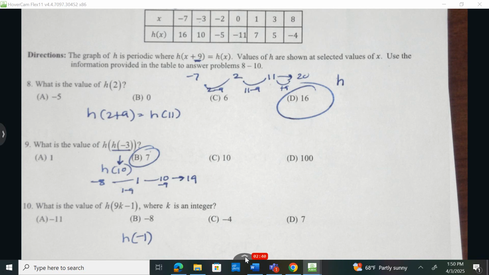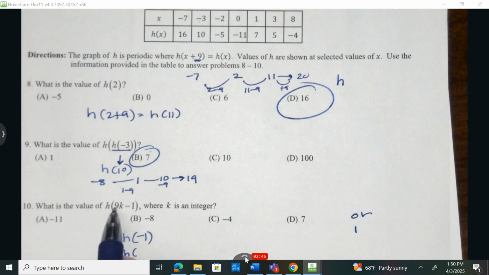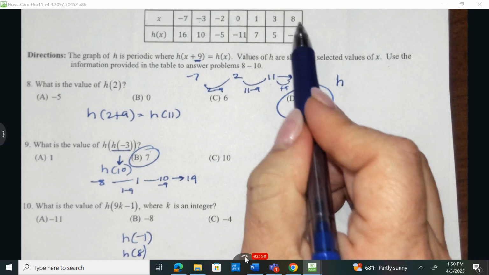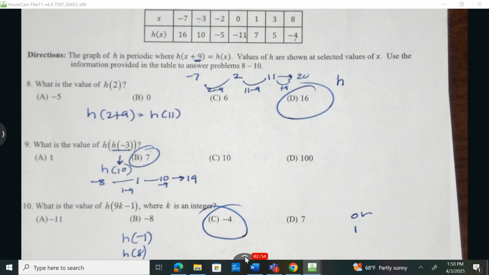Now, let's do the next one here. So I plugged in 0, let's try 1. 9 times 1 is 9, 9 minus 1 is 8. Oh, I'm lucky. 8 is there. We have an output value of negative 4. Correct answer is C for number 10.